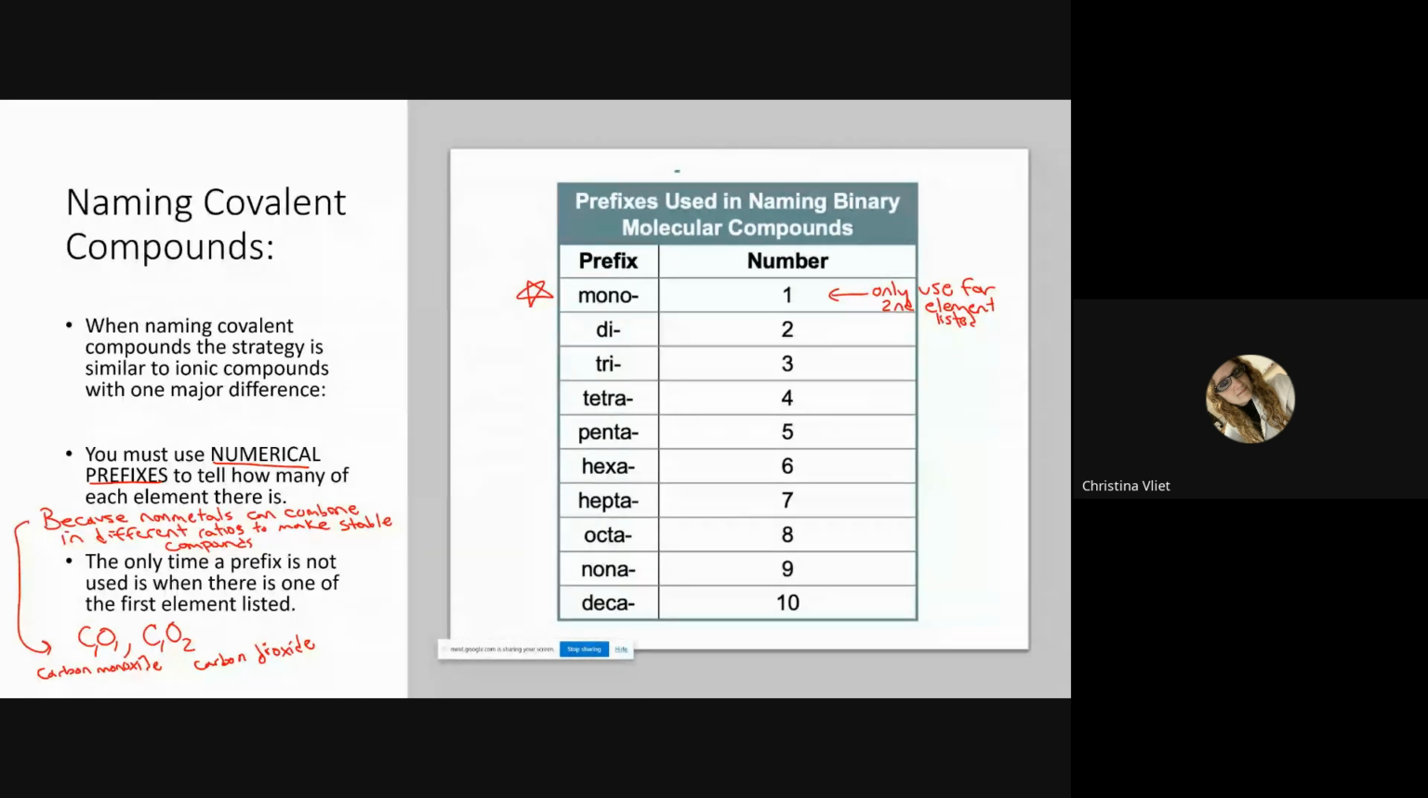Now, di, tri, tetra, penta, hexa, hepta, octa, nona, deca, you do have to memorize those. But I think you've heard of diacetyl. If not, diacetyl. Tri, like triangle, 3. Tetra, 4. You may have heard of tetrahedral, tetrahedron, maybe not.